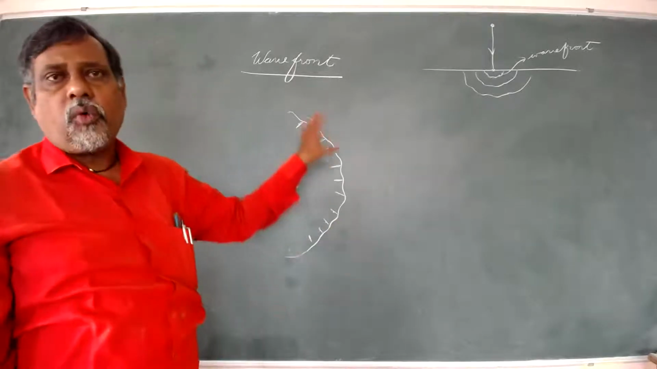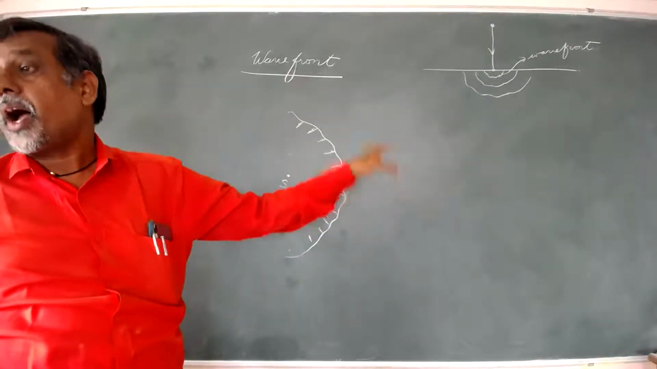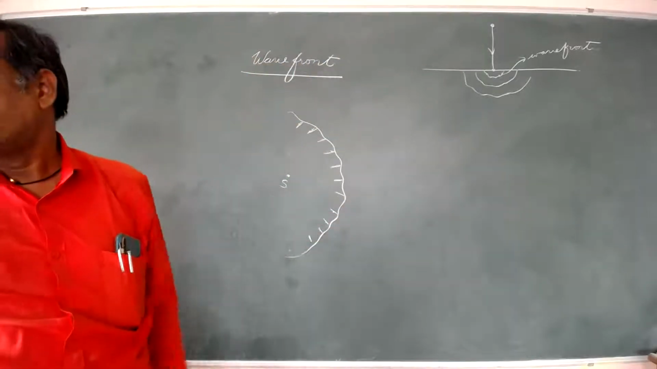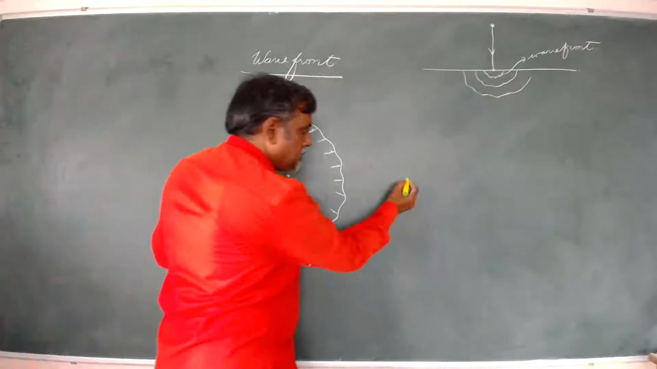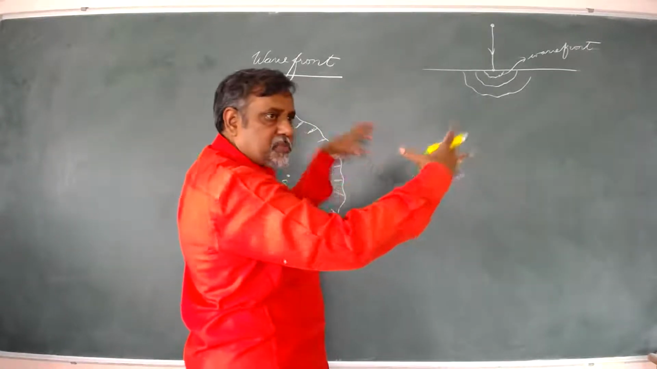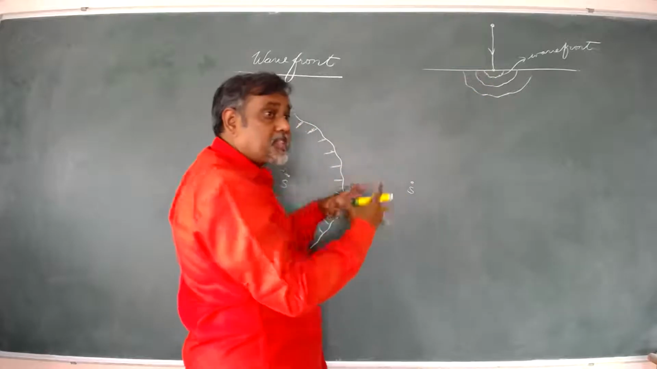Right? So what will be the shape of the wavefront? That completely depends upon the shape of the source. If you take a point source of light, the wavefronts which are spread out in the space will be spherical.